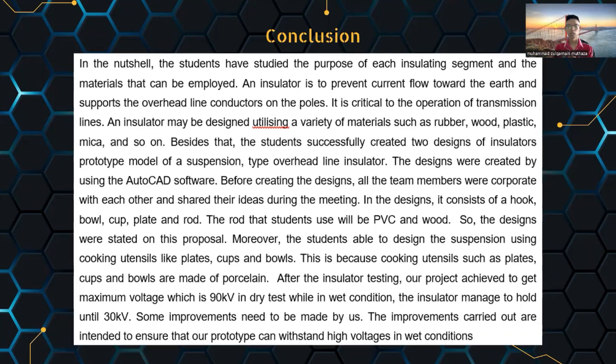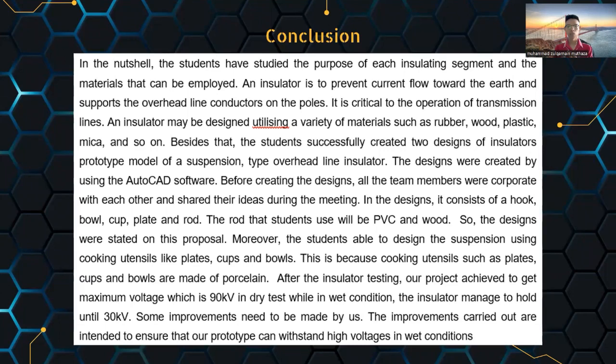At the end of the presentation, in the conclusion part, in a nutshell, the students have studied the purpose of each insulating segment and the materials that can be employed. An insulator is to prevent current flow toward the earth and to support the overhead line conductor on the poles. It is critical to the operation of a transmission line. An insulator may be designed utilizing a variety of materials such as rubber, wood, plastic, mica, and so on.